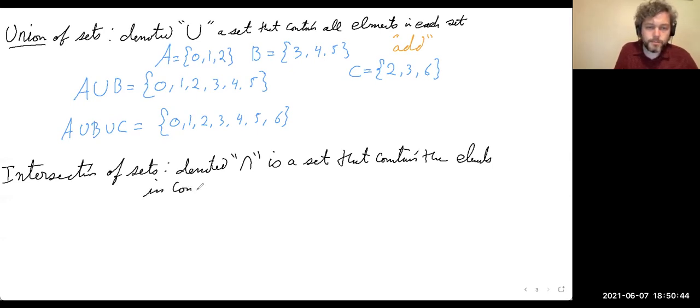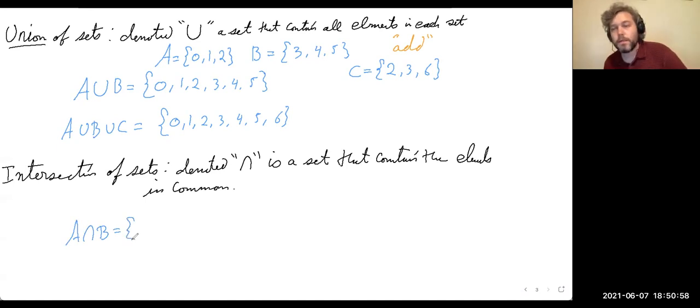So for our example here, we have plenty to work with. If I do A intersect B, these are the elements that they have in common. What elements do they have in common? A is 0, 1, 2. B is 3, 4, 5. These don't have anything in common, so that is the empty set. They have no elements in common.